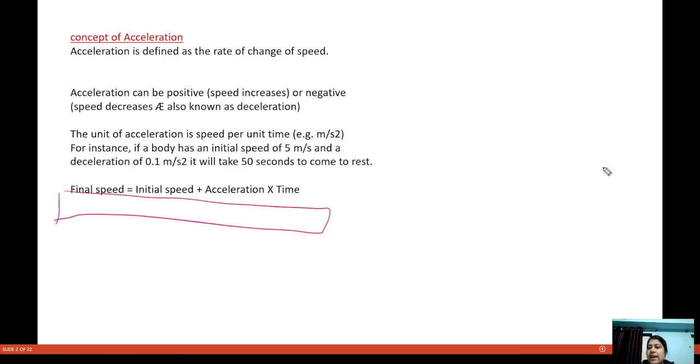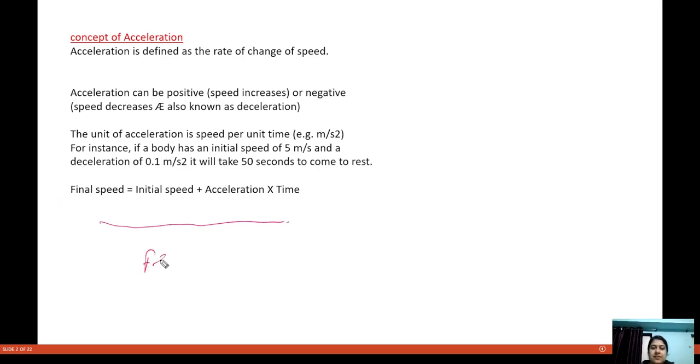I think everybody must already be familiar with this, that final speed is equal to initial speed plus acceleration into time. If we see a simple question related to this, for example, if a body has an initial speed of 5 meter per second and deceleration is given as 0.1 meter per second square, it will take 50 seconds to come to rest.